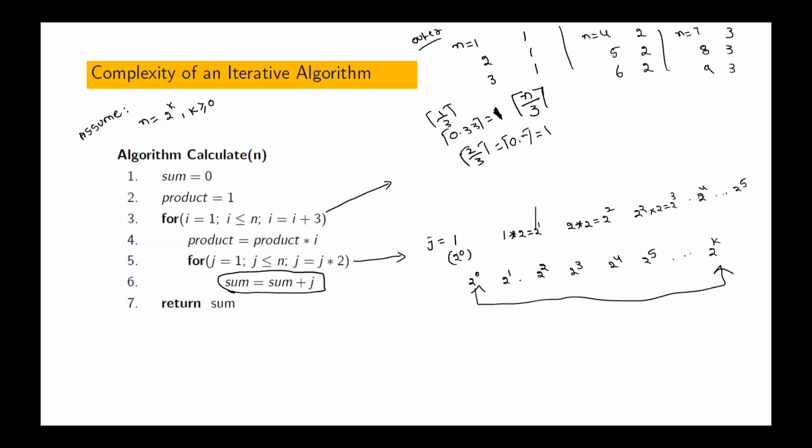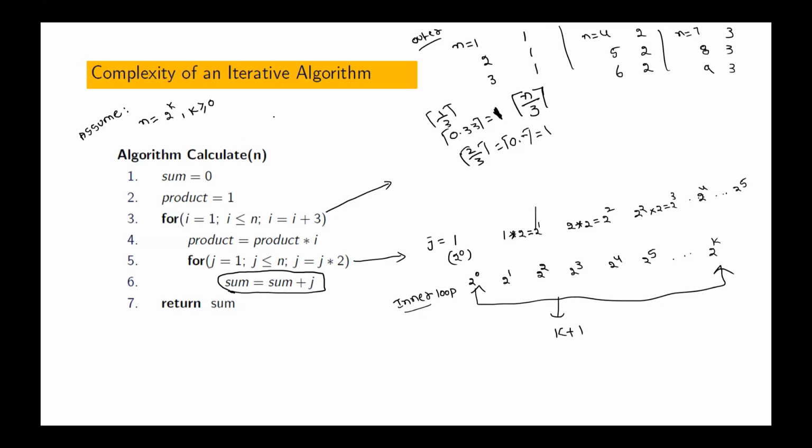Total, how many times is this operation performed? This loop, the inner loop, is repeated? K times. K plus 1 times, no, sir? Yeah, K plus 1 times. 0 to k, no. 0 to k means how many times? K plus 1. Now, n equal to 2 power k. What is k?